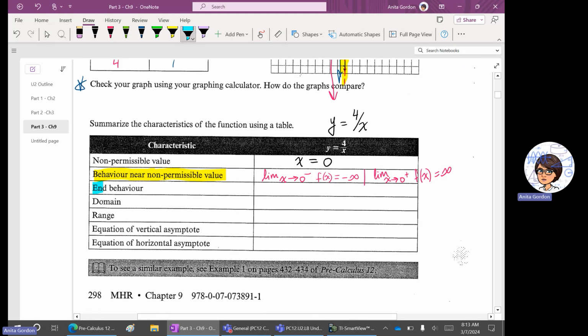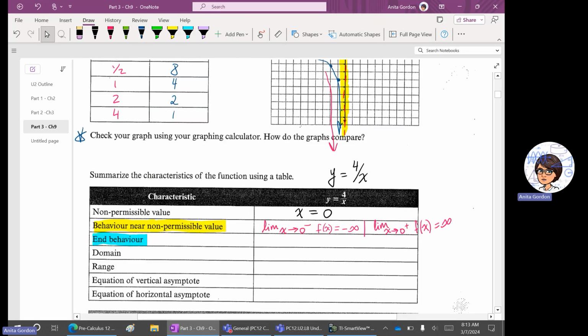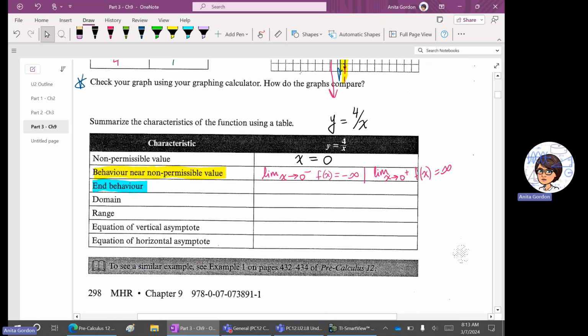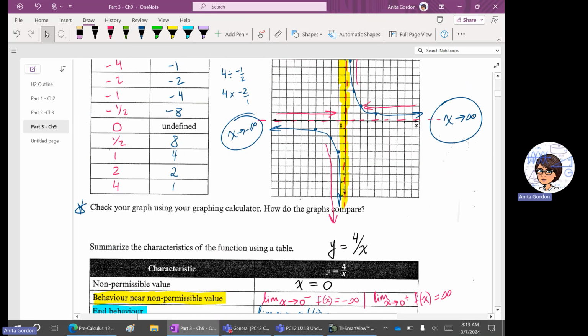When we look at what is the end behavior, this is looking at what's happening on the far, far, far right side and on the far, far, far left side. As x goes to infinity, what is our function doing? As x goes to negative infinity, what is our function doing? So end behavior is the limit as x goes forever to the left, the function gets close to what value?